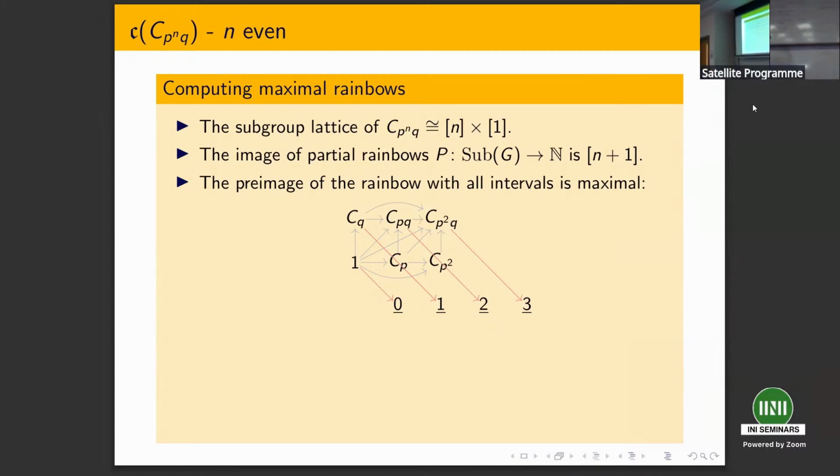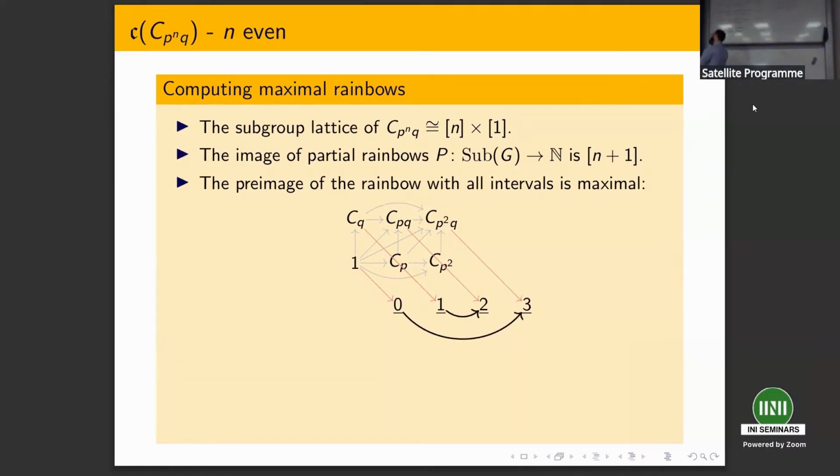There's an obvious thing you should pick if you're going to do this, right? I just draw this. I mean, I don't have to miss anything out. I can draw all arcs, so I connect all up nicely. So this is what I mean by the rainbow with all intervals. I just draw the maximally sized thing. Then I have to pull this back.